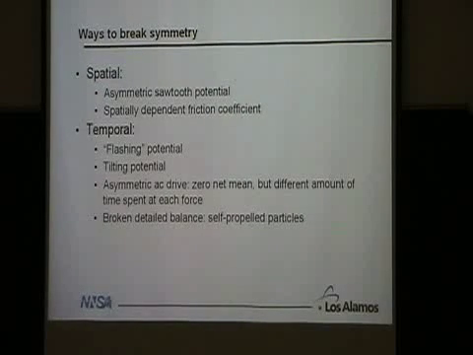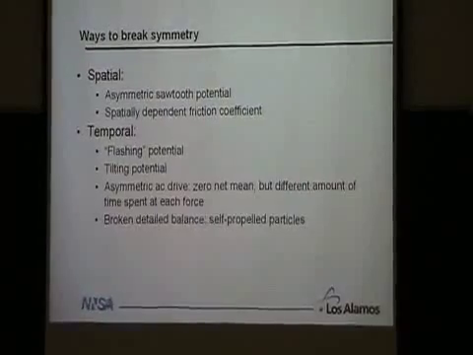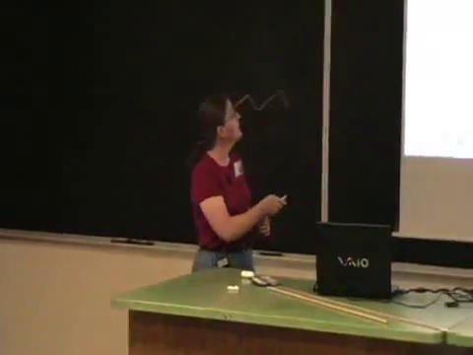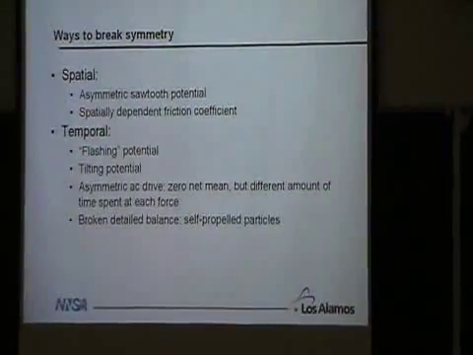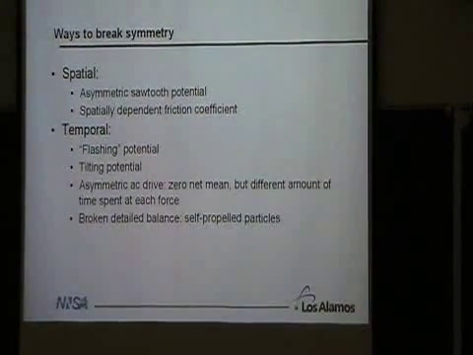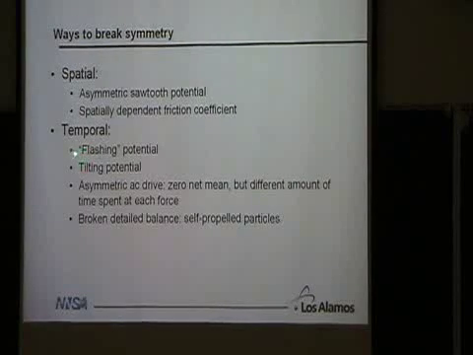Okay, so here are some ways that you can break symmetry. I drew one here. Spatial symmetry can be broken by having an asymmetric sawtooth potential, for example. You can also do other things, like you can have a spatially dependent friction coefficient. So suppose one area of your sample is kind of stickier than the other area. If you have that arranged asymmetrically in your system, that can break the spatial symmetry. And there's a lot of different ways that people break temporal symmetry. There are many types of ratchets, and I'm only going to talk to you about a few of them.